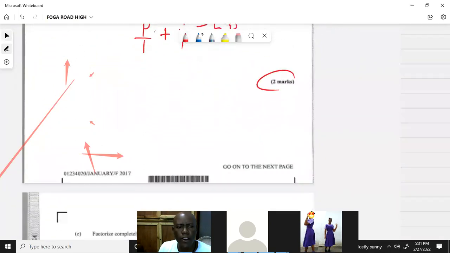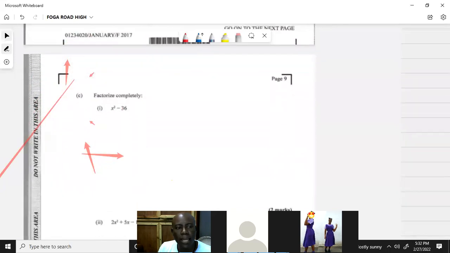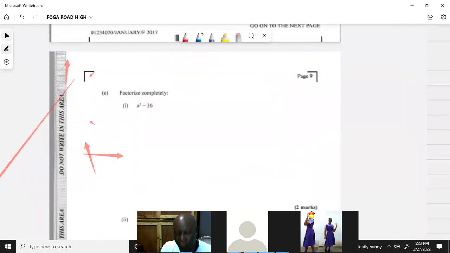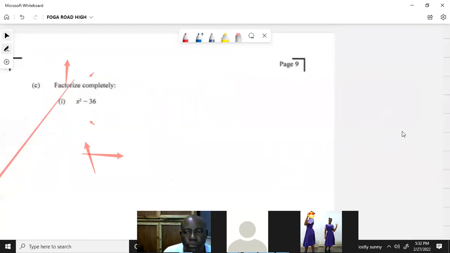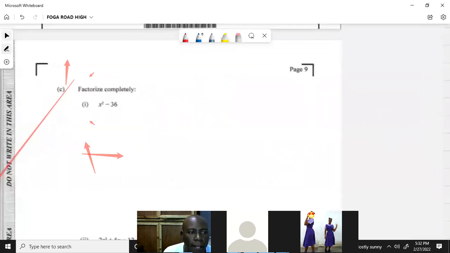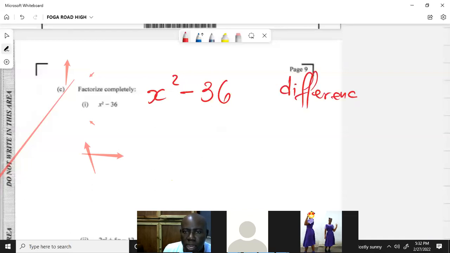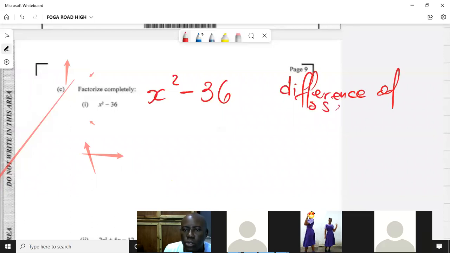All right, we're going further. Again, look at that. Factorization comes. And when you look at this one, anybody wants to tell me which type of factorization we're looking at right here? We have x squared minus 36. Anybody wants to identify what type of factorization that is? Difference of 2 squares, sir. Yep, it's the difference of 2 squares.